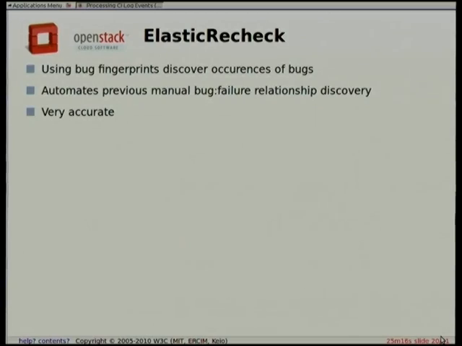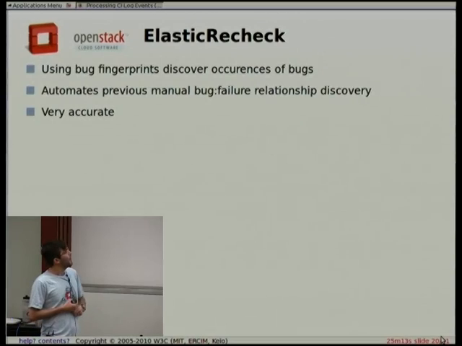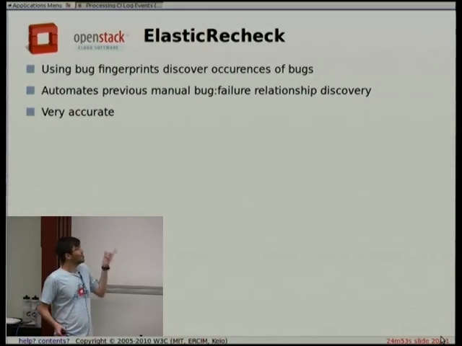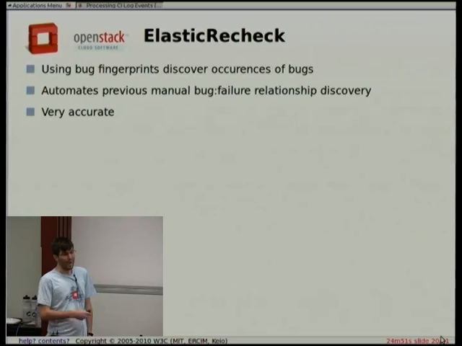This is tied into kind of the recheck system we had before. But instead of having people manually decide which bug caused the failure, they use bug fingerprints to discover occurrences of bugs. You basically write an Elasticsearch query that says, if you see this in the log, this test failed because of this bug. And it automated that previous manual step of mapping bugs to failures, which is great because it makes it super accurate. After we'd done this, we noticed that a lot of the data in the old recheck list was not very accurate. People were misclassifying things, or things were just getting missed altogether. And this picked up on it really quickly.